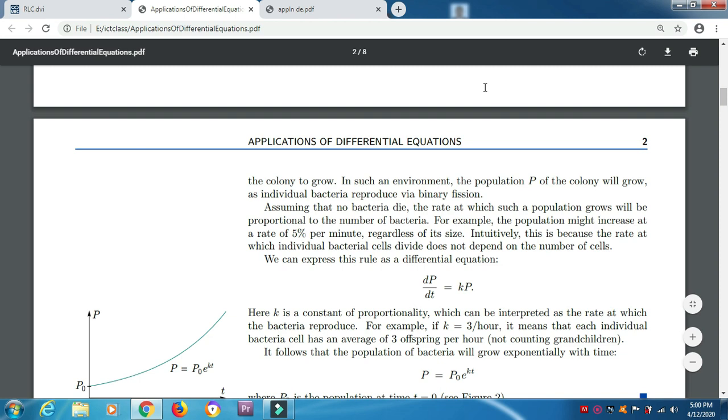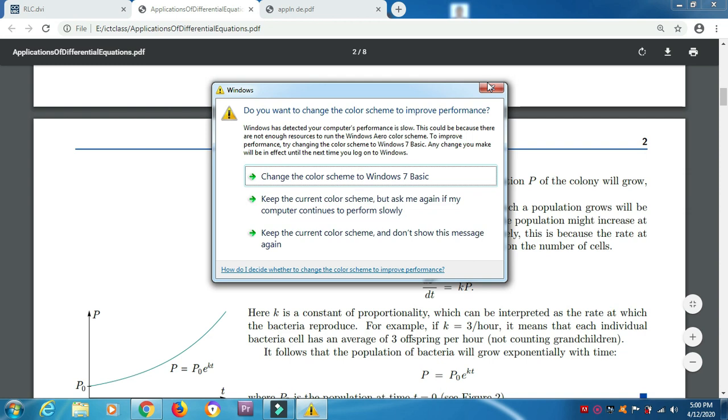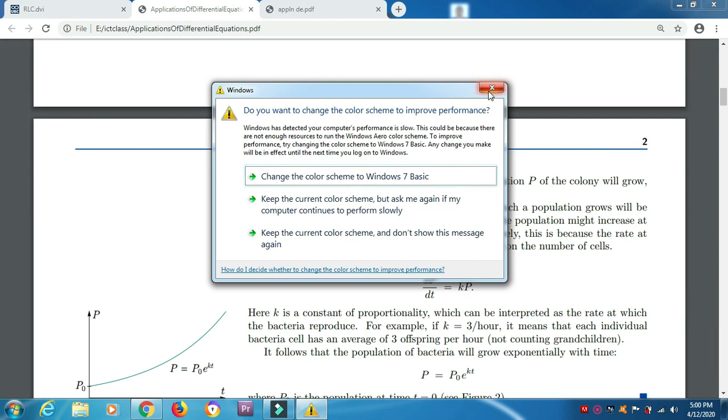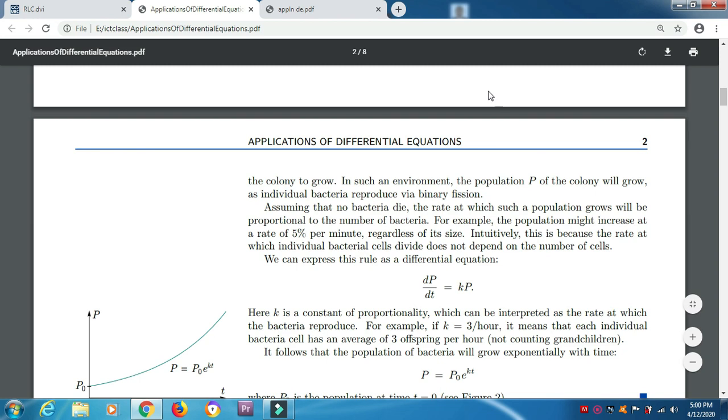Assuming that no bacteria die, the rate at which such a population grows will be proportional to the number of bacteria. So usually we write dy by dt equal to k into y. Here we consider that y is the population P. So we can write the differential equation in this form, that is dP by dt equal to k into P. Now we are looking at growth, so this k value is greater than 0.